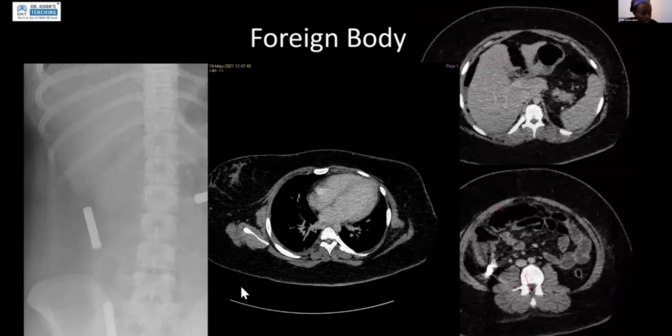So she actually perforated. And normally with AA batteries, we don't tend to worry about them in the UK. We just watch them for them to pass. But they can erode through, as we can see in this case.